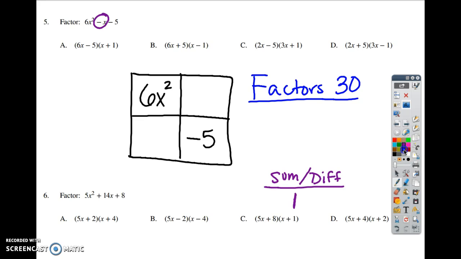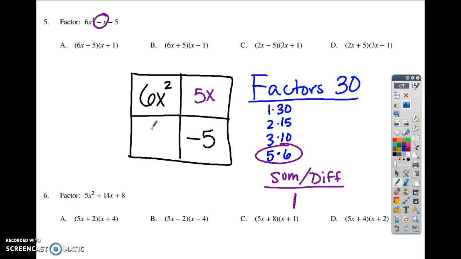So we have 1 times 30. That doesn't give us 1. We have 2 times 15. That doesn't give us 1. We have 3 times 10. That doesn't give us 1. And we have 5 times 6. And if you subtract those two, it gives you 1. So we're going to use 5 and 6.